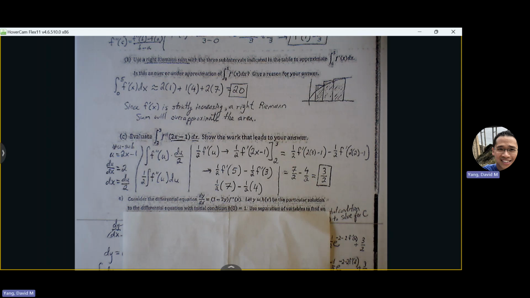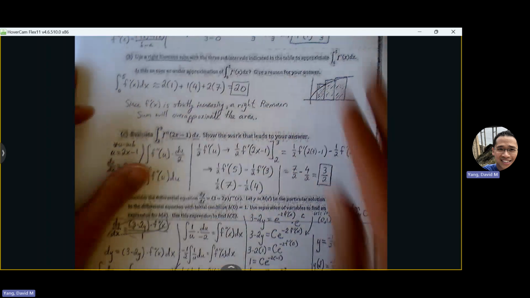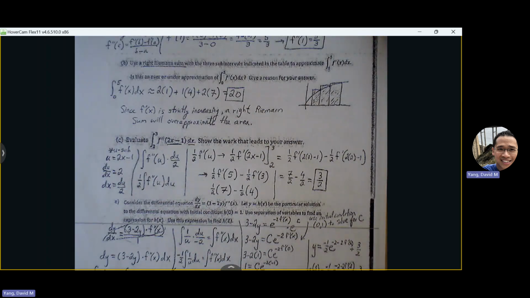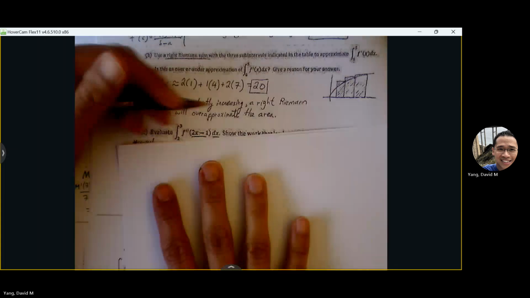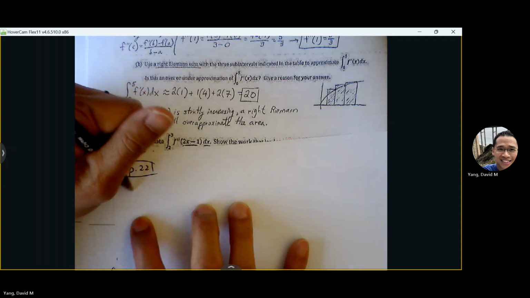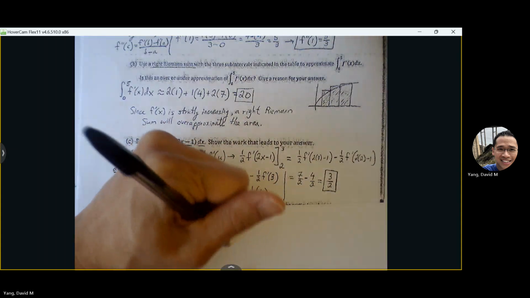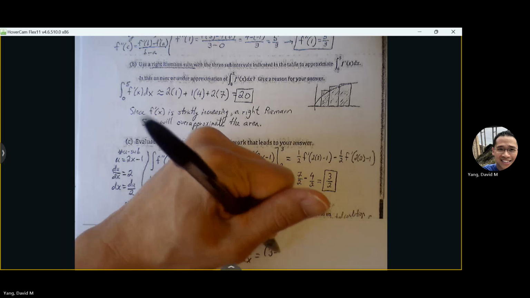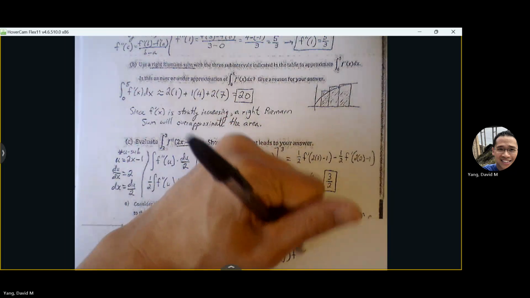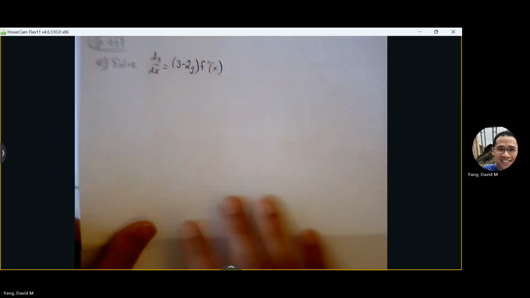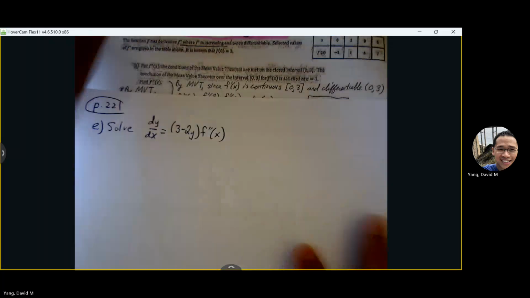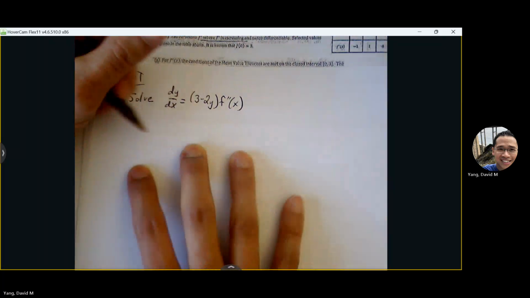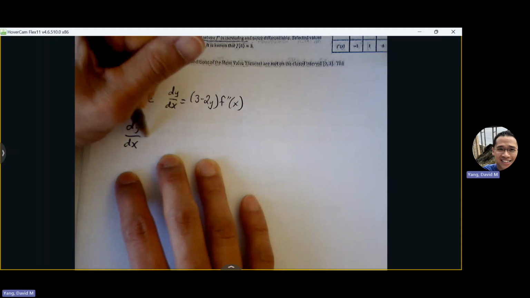Okay, next part. This is a solving differential equation problem. So I do want to work through this in full with you. Okay, so I'll work alongside you guys.